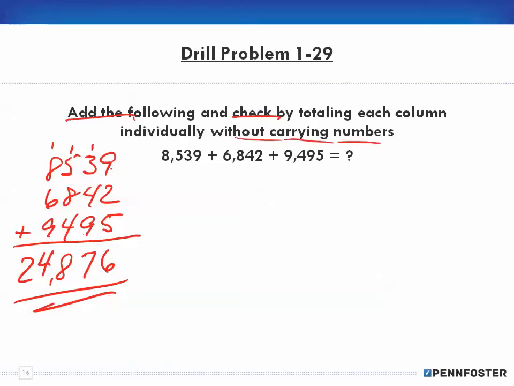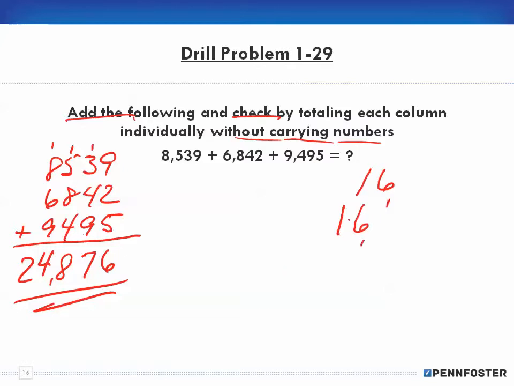Now it says check by totaling each column without carrying numbers. What that means is we're going to look at the ones column, then the tens, the hundreds, and the thousands column, and write those numbers. When we add them up, we're just going to write those in those positions. So 9 and 2 is 11, and 5 is 16. So our 6 goes into the ones column, so I write the 16. Now remember, the 6 is in the ones column. 3 and 4 is 7, and 9 is 16. So the 6 goes in the tens column.